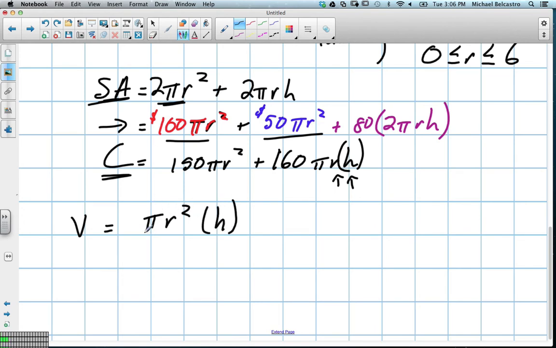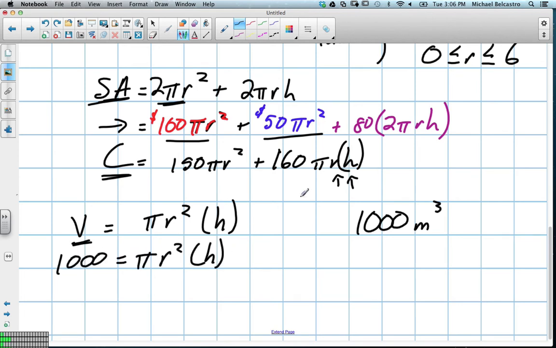Is that right? Area of the face is pi r squared times h. Yeah, so this is our volume formula. They also said the volume would be 1,000 meters cubed. In other words, we can replace V with 1,000, which is equal to pi r squared times h. And because we're trying to replace h in this question, we're going to isolate for h. So h is equal to 1,000 divided by pi r squared.